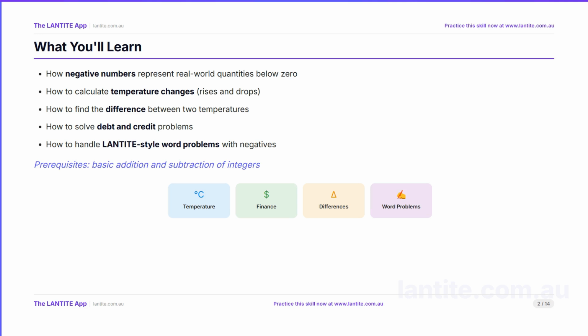By the end of this lesson, you will be able to interpret negative numbers in temperature and financial contexts, calculate temperature rises and drops, find the difference between positive and negative values, and solve debt and credit problems. Before starting, make sure you are comfortable with basic addition and subtraction of whole numbers. Let's begin by looking at where negative numbers appear in everyday life.